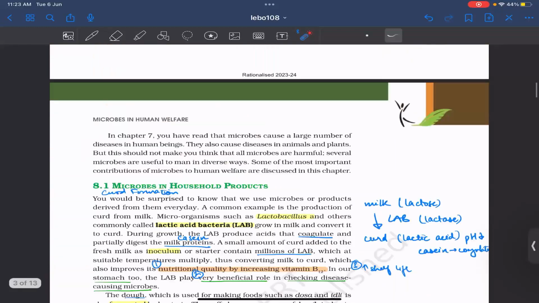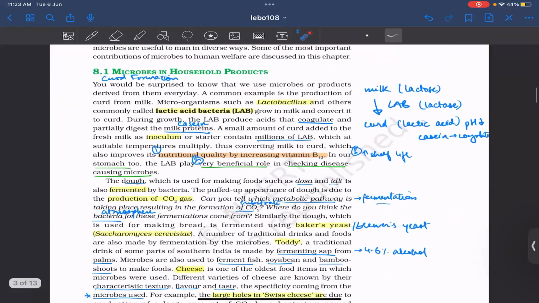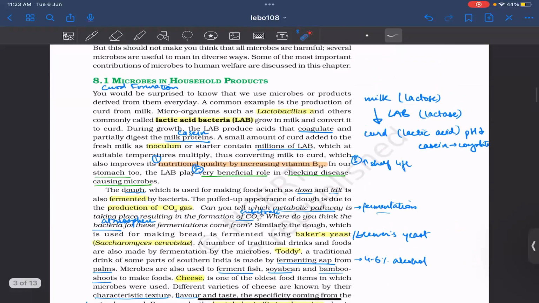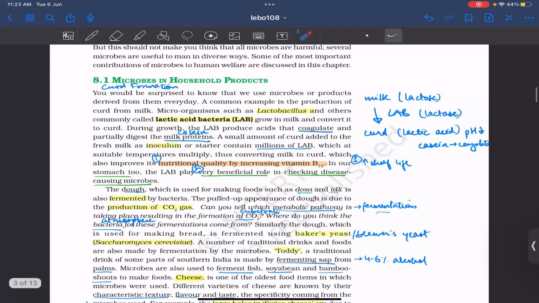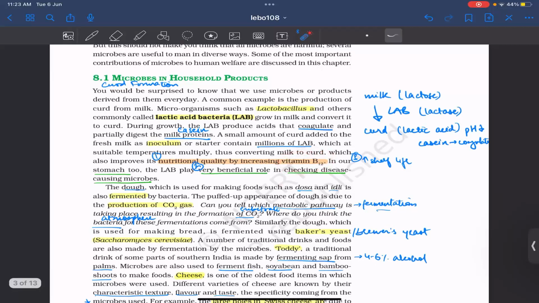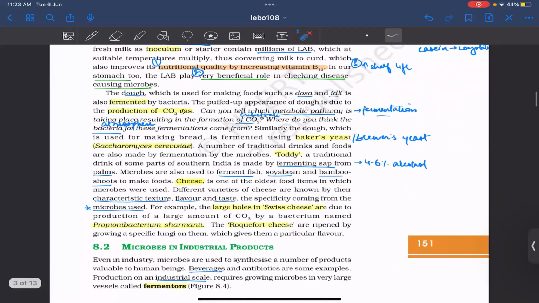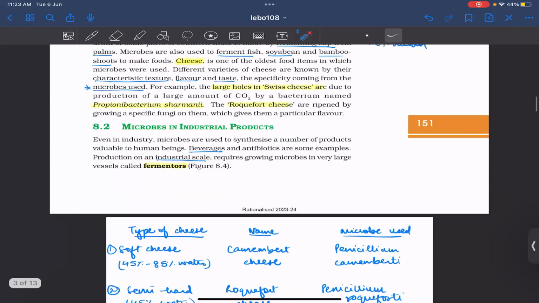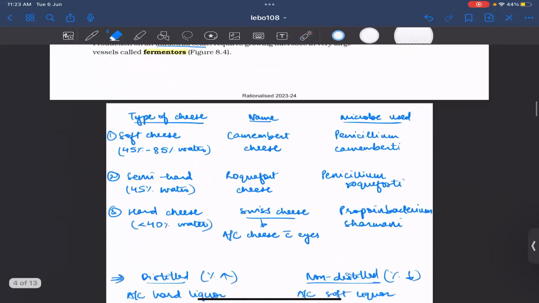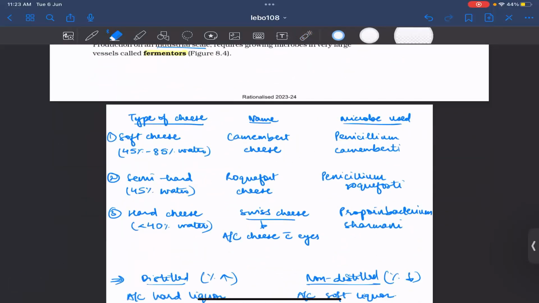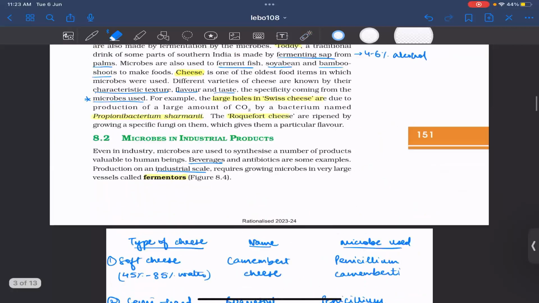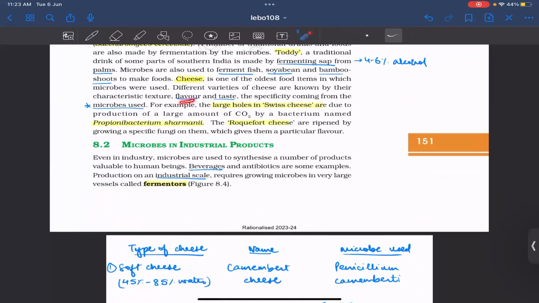Then next we have the formation of curd. From here you need to remember vitamin B12 and the procedure of how curd is made. You need to understand it. Then Saccharomyces cerevisiae, yeast is used, and the name that it has. Then there are various types of cheese. You need to remember all these various types of cheese and the microbes used in them. And the characteristic texture, flavor and taste depend on the microbe used.